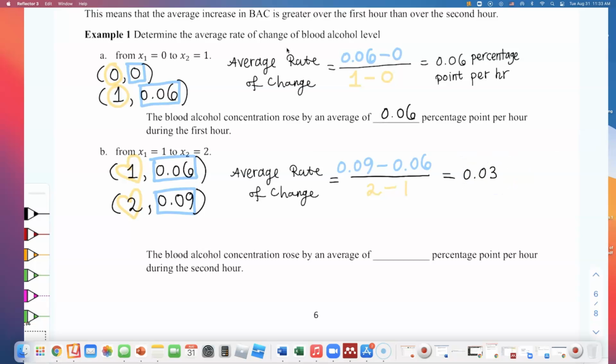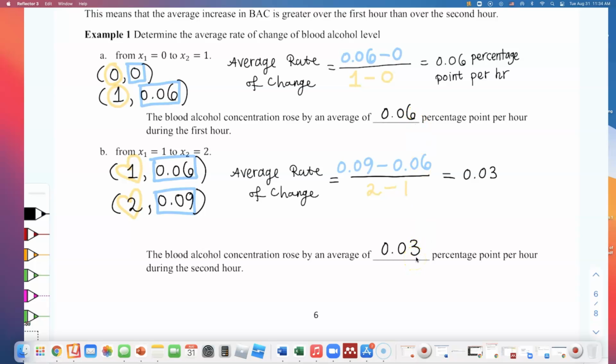Okay, so that's it. And I don't think I'm going to write the unit here because we can fill in the blank down here. So the blood alcohol concentration rose by an average of 0.03 percentage point per hour during the second hour. So it's somewhat slowed down, as you can see, right? In the first hour, it rose about twice as fast as the second hour.